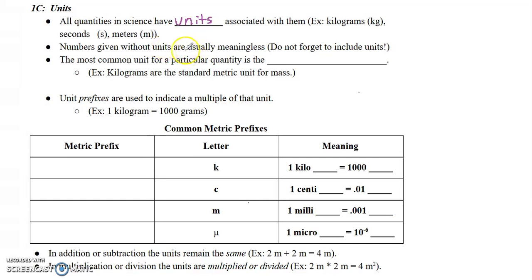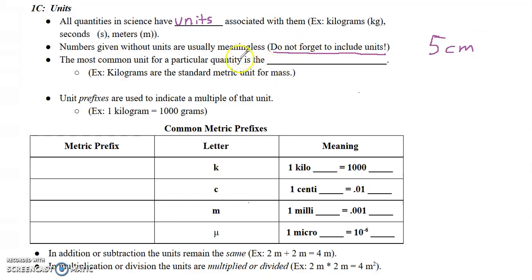Now if you have numbers without units, they're usually going to be meaningless. Right? If you just give like a 5, that's unclear what that means. Is it 5 kilograms, 5 grams, 5 meters, 5 feet? So again, make sure to always include units of some kind.